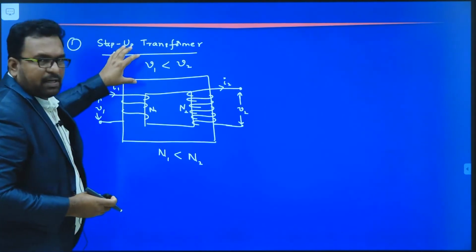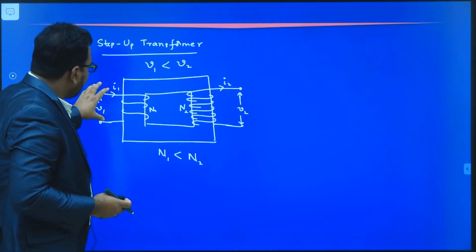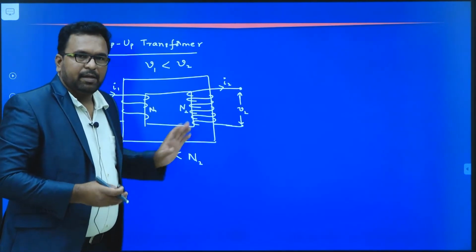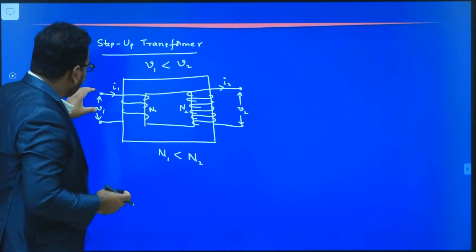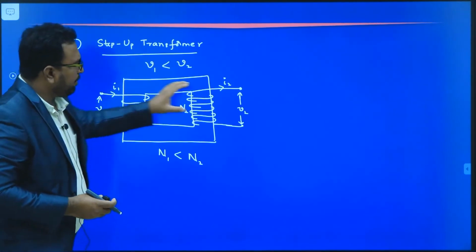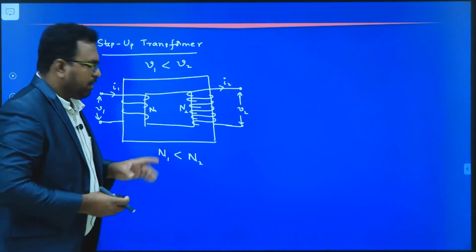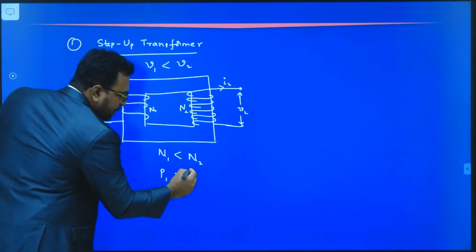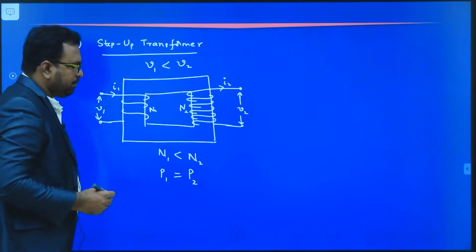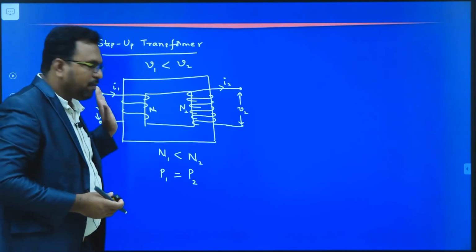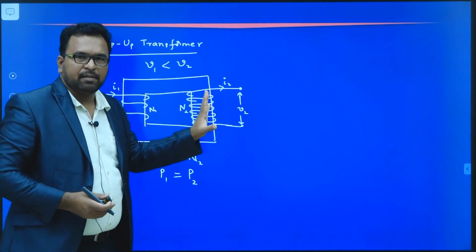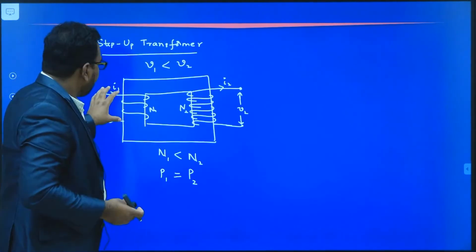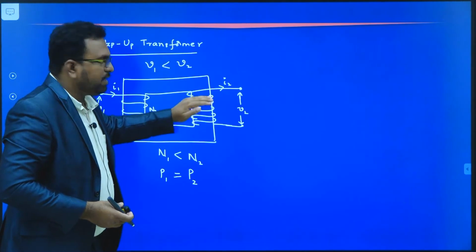So what is the function of a transformer? A transformer transforms power from one circuit to another circuit. The power levels will never be increased. Whatever power you apply at the input, the same power will appear at the output. That means the power in the primary winding is always equal to the power in the secondary winding. The transformer just transforms the power from primary winding to secondary winding, that's it. In a step-up transformer, what happens? The voltage increases from primary winding to secondary winding.